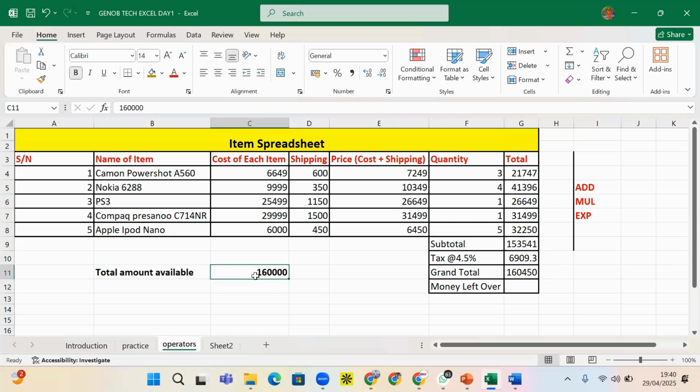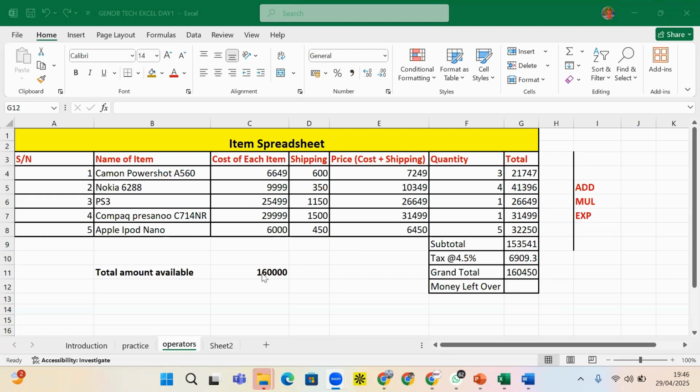So what is the money left, right? A company or an individual has a total amount at hand of 160,000. He went to the market or made an order of these items, right? After calculating the shipping cost, the cost of each item, got the total, paid for tax, the money left at hand should be calculated, right? And how do we get the money left at hand? So you subtract the money spent from the money you went to the market with.